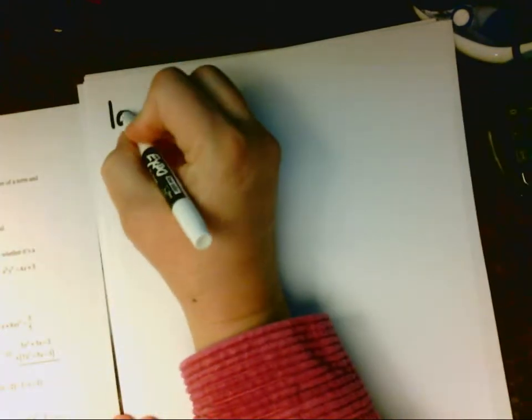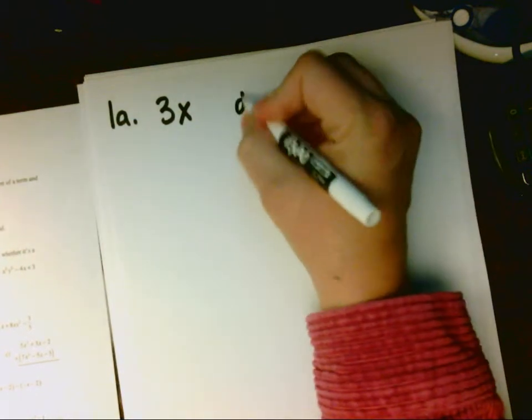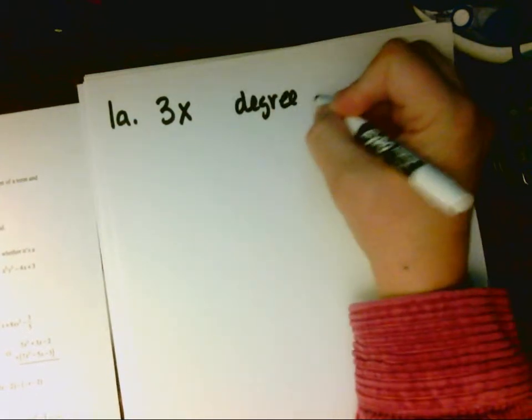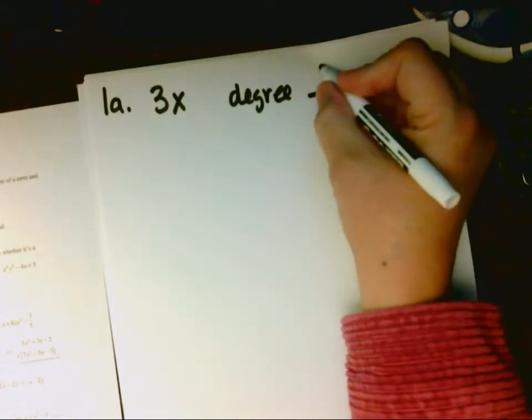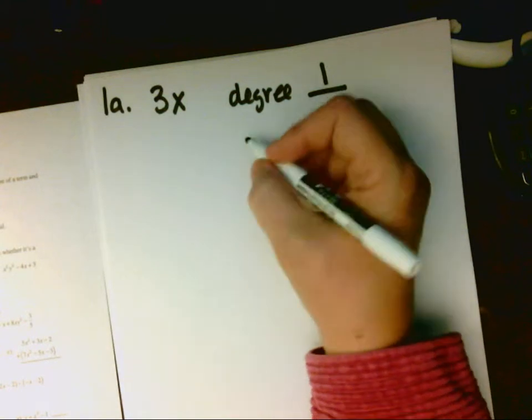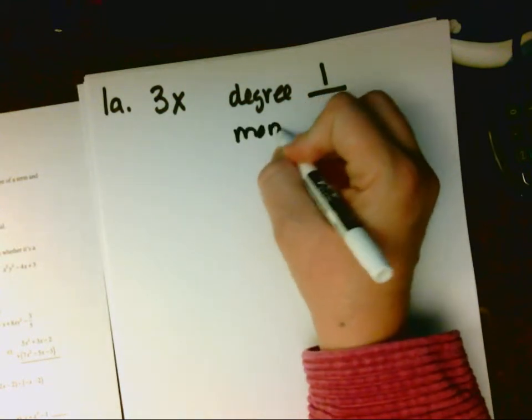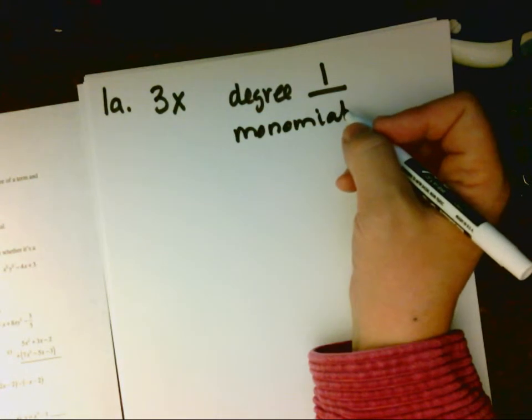Alright, so first of all I want to test you on some of this vocabulary that I just introduced or reminded you of. Most of you have seen this before. 1a, 3x. First of all, what is the degree of this? Well, the degree means the power of x there. This is a degree 1. We're supposed to state how many terms it has. It's a monomial because it only has 1 term.